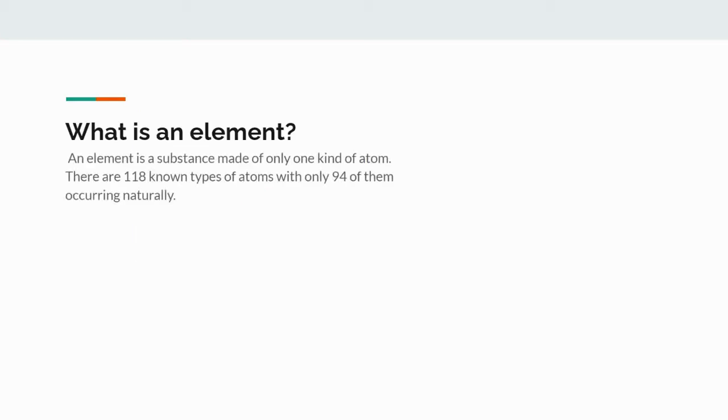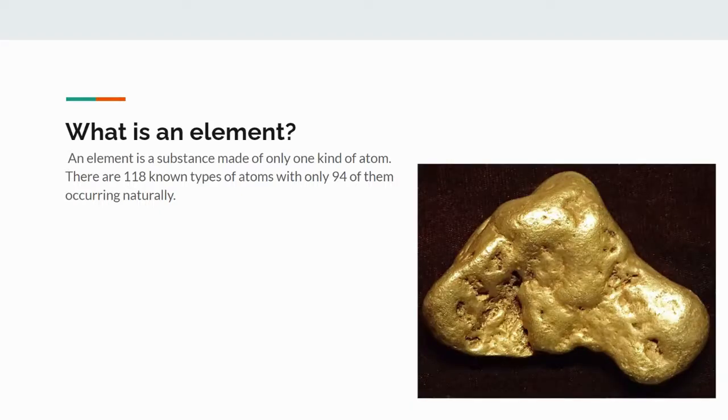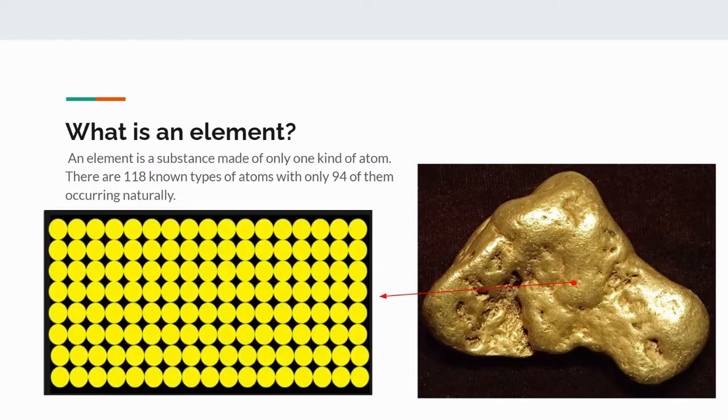An element is a substance made of only one kind of atom. There are 118 known atoms, with only 94 of them occurring naturally. Take this gold, for example. It occurs naturally, and assuming that this is 100% pure gold, then when we zoom in to an atomic level, we can see that the only atoms here are gold atoms. If we were to use a silver chunk that was pure silver, then we would only have silver atoms.